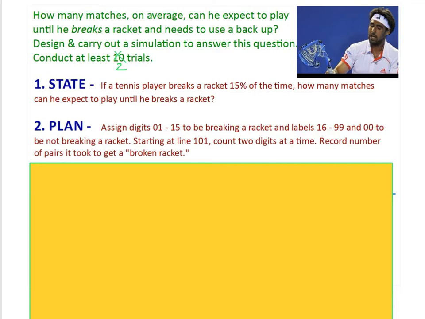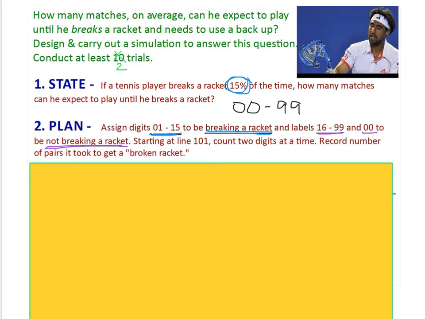So for the plan, it says assign digits 01 to 15 to be breaking a racket. Remember, our labels were 00 to 99 for all possible outcomes. Well, 15 of those outcomes need to be breaking a racket because he breaks a racket 15% of the time. So 01 to 15 came from this 15% breaking a racket. So 01 to 15 represents that he breaks a racket, meaning all the other labels, or 16 to 99 and 00, are not breaking a racket. So with 16 to 99 and 00, he doesn't break a racket.